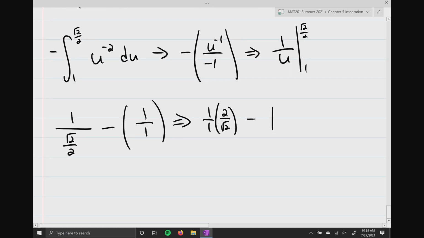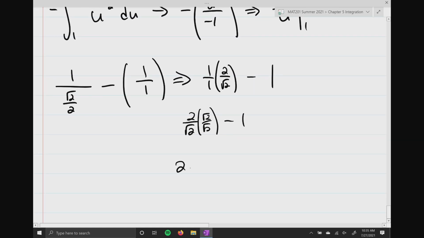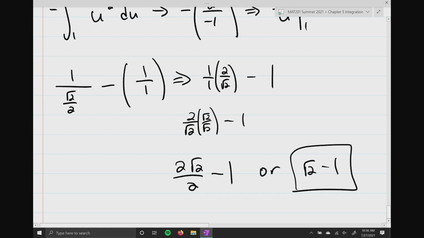Now what I'm going to have to do here is rationalize the denominator. So I'm going to get 2 over the square root of 2 times the square root of 2 over the square root of 2. Oops, sorry. Minus 1. And that's going to give me 2 square roots of 2 over 2 minus 1, or the square root of 2 minus 1. Okay?